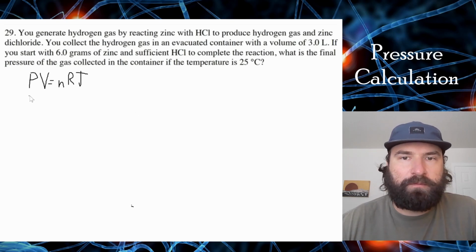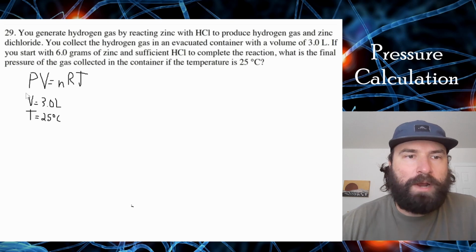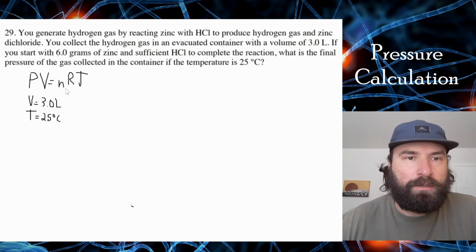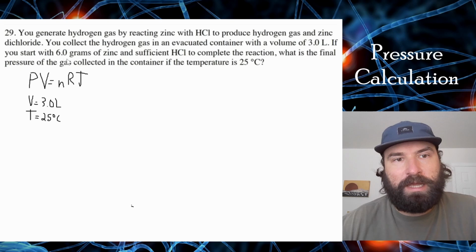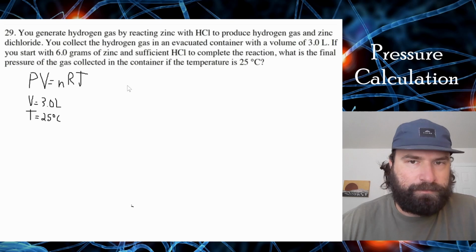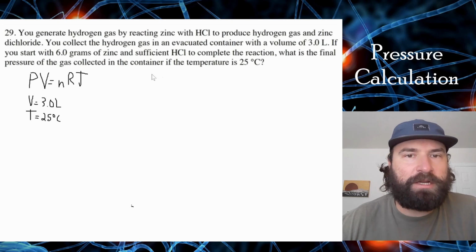We're given that volume is 3.0 liters. We're given the temperature is 25 degrees Celsius. We're asked about pressure, so that's what we're going to have to calculate. So the only variable that we're missing here that we're not trying to solve for is n, which is moles. And if we're given grams, oftentimes we can turn grams into moles by calculating that. And typically, when we calculate that, we're going to need a balanced equation.